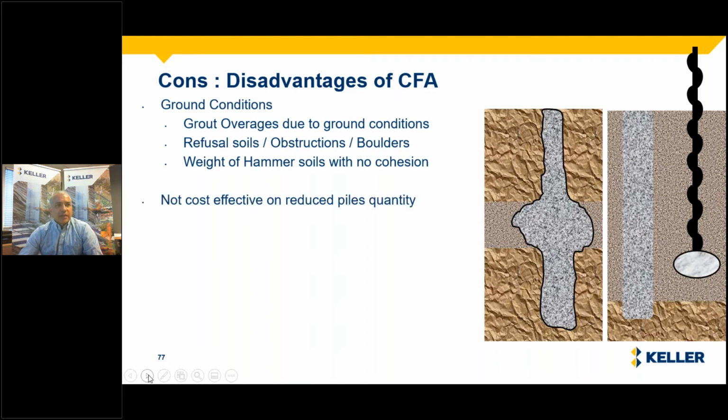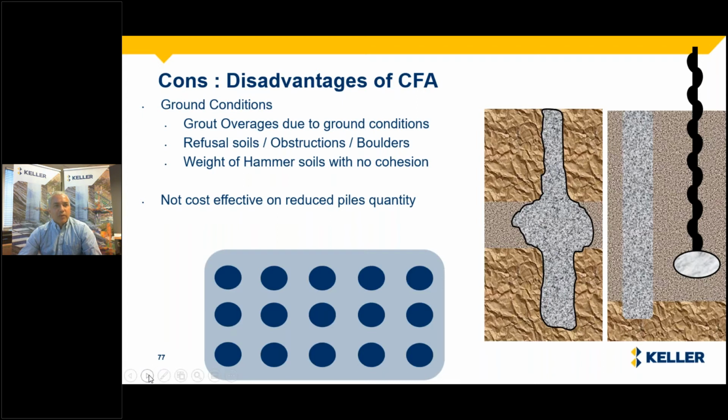The other one is if you have a reduced quantity of piles. When you have a pile cap, the idea of the CFA is to be able to install many piles on the same day. But on a job like this, you may have to install your first pile, second pile, and third pile. That will be your first day.